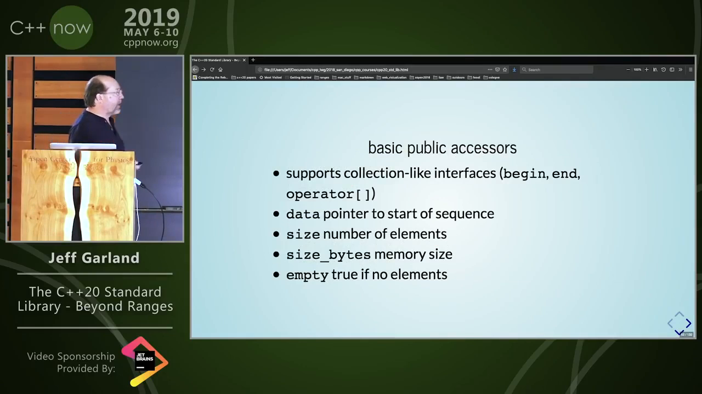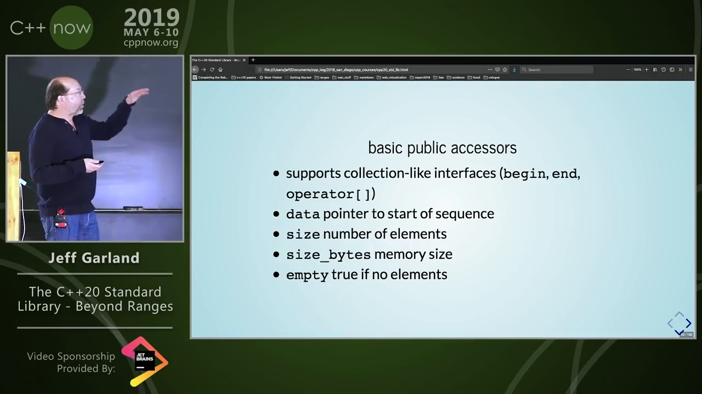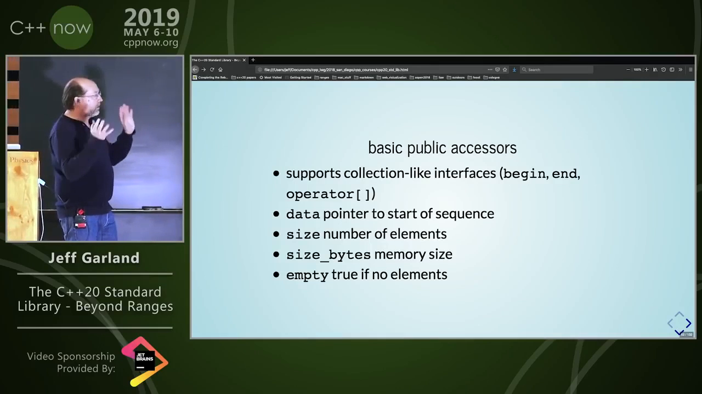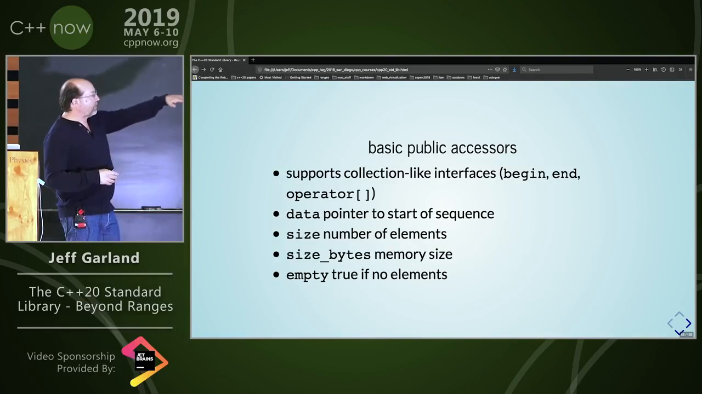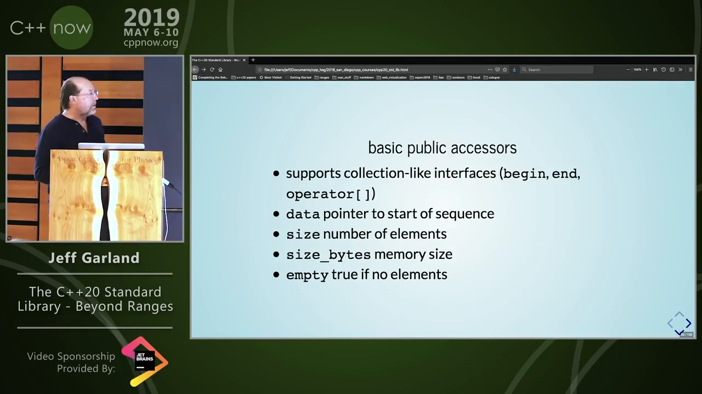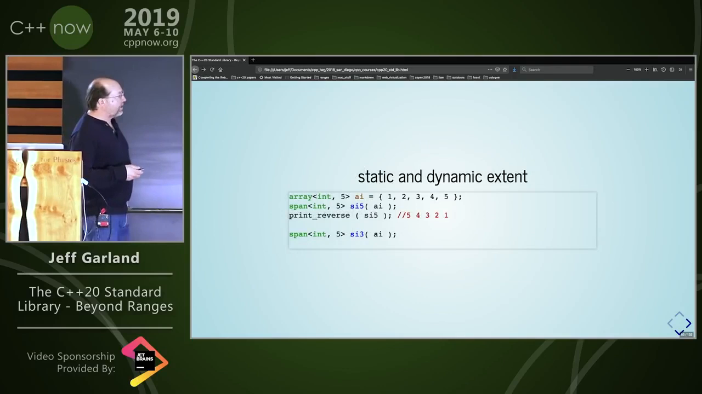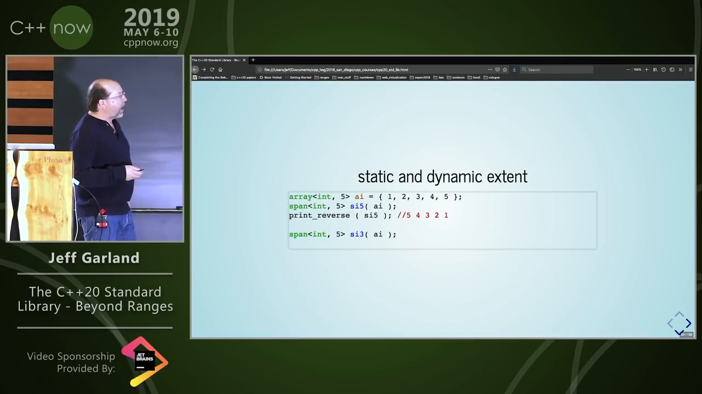This is a big class. There's a lot of things on it. We obviously don't have time to go through all of them, but it supports begin-end interfaces. It supports operator square brace, and that's where you can get into mutating. So you can index through. You've got data, size, empty, and a whole other array of things that you can do to this. There's also this variation with static and dynamic extent. So you can specify that the size of the span is only going to be 5, and then it's going to have to match up with other things that are size 5.